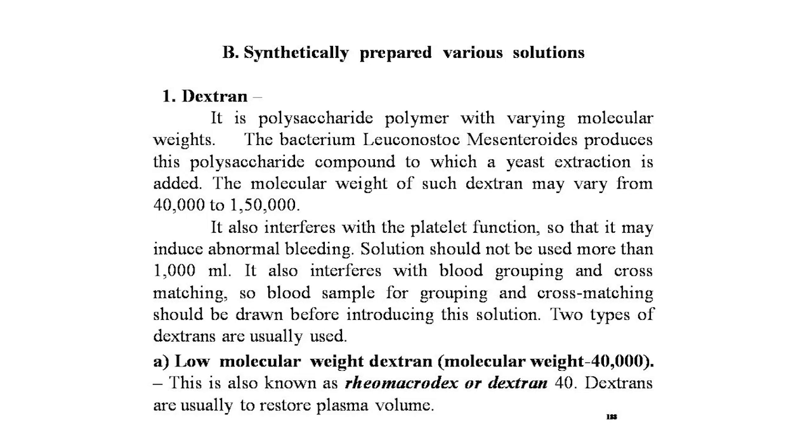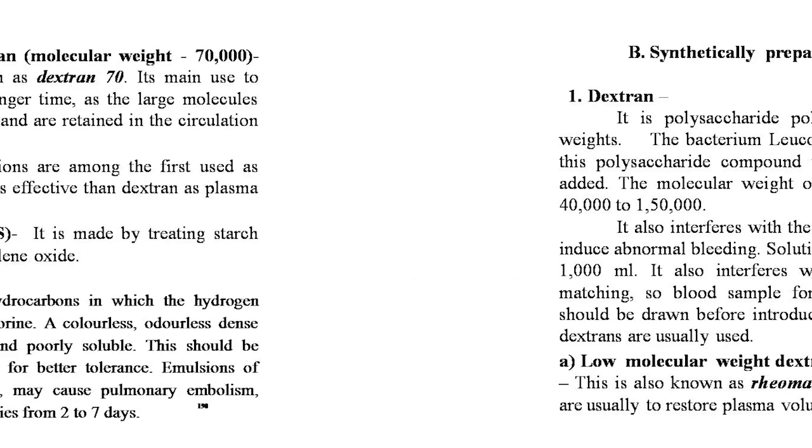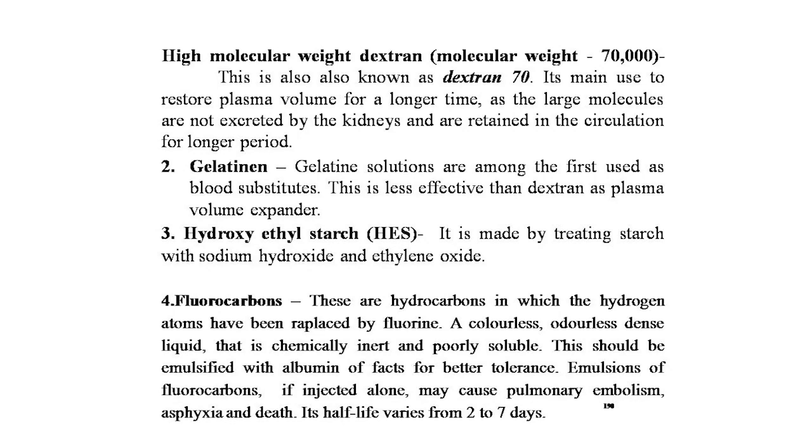Two types of dextran are usually used. First is the low molecular weight dextran, and second is the high molecular weight dextran. Low molecular weight dextran has a molecular weight of 40,000. This is known as Rheomacrodex or dextran 40. Dextrans are usually used to restore plasma volume. And second is the high molecular weight dextran, molecular weight 70,000. This is also known as dextran 70. Its main use is to restore the plasma volume for a longer time, as the large molecules are not excreted by the kidneys and are retained in the circulation for a longer period.